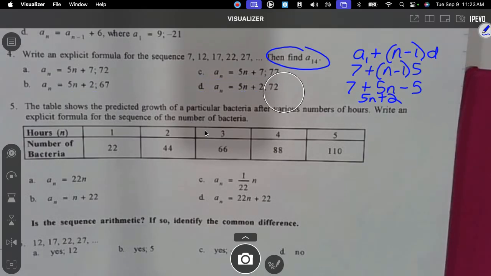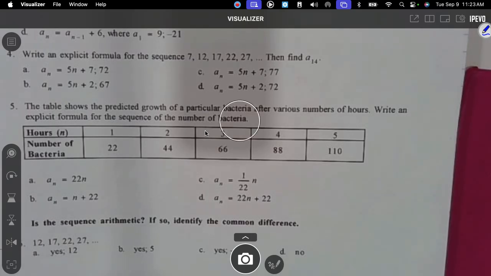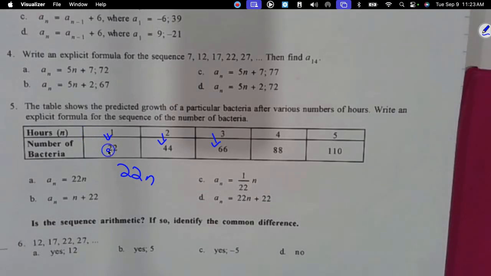Okay. Next one. It says, use this table. This one's pretty easy. How do you go from here to here? What are we multiplying by? 22. Which one of those has 22 times your number? Are you multiplying or are you adding? Or adding. I thought you added 22. Well, but you're going from hours to the number of bacteria. How do you go from 1 to 22?